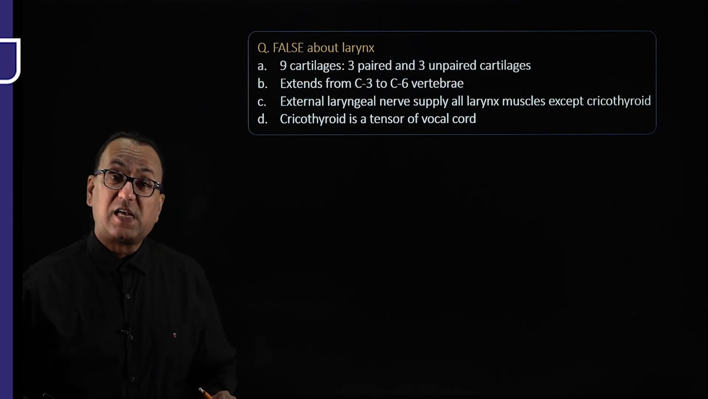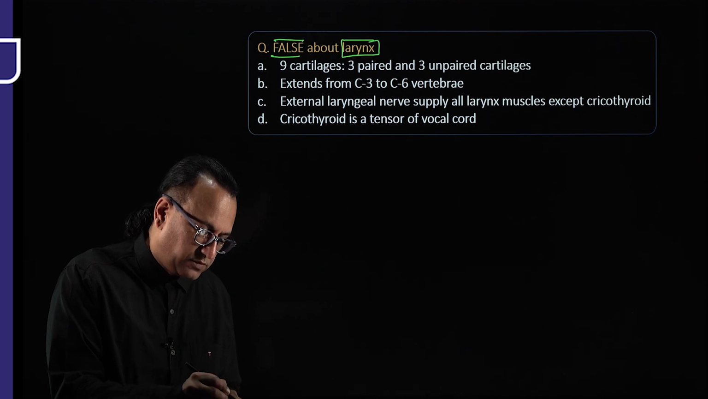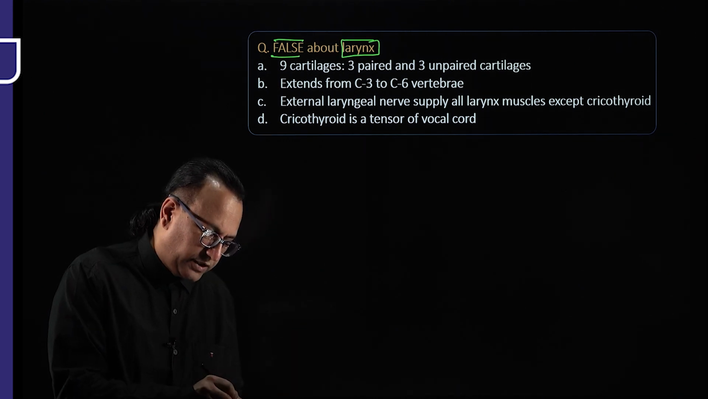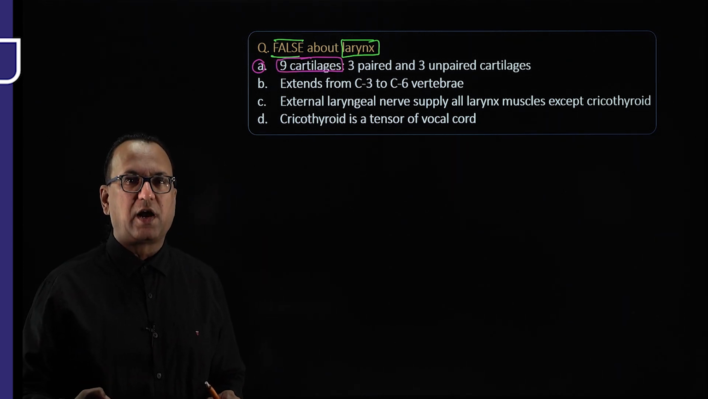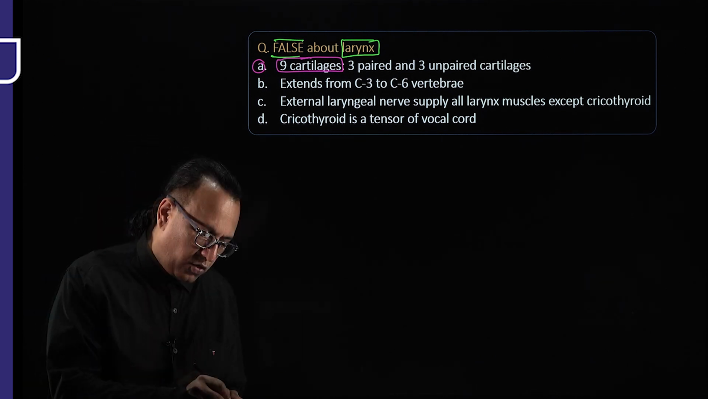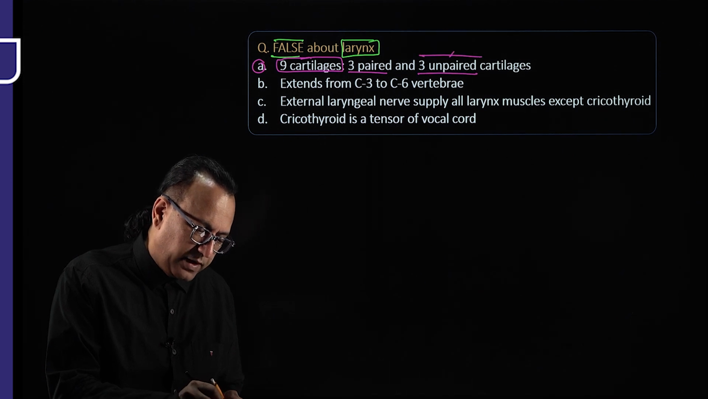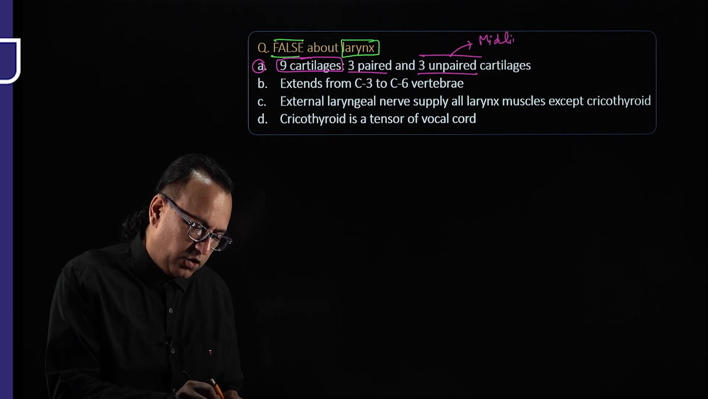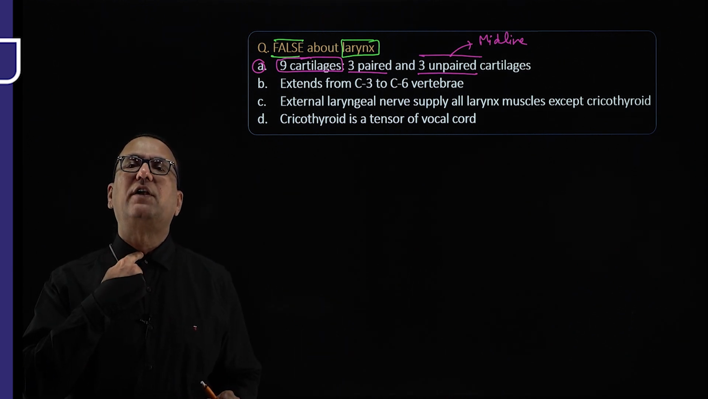This question is asking the false statement about the larynx. And as we see, choice number A is mentioning in the larynx there are 9 cartilages, which is true. As mentioned by most of the authors, there are 9 cartilages in the larynx, 3 paired and 3 unpaired. Now, when you say 3 unpaired, cartilages will be in the midline, and you can enumerate them like the epiglottis, thyroid cartilage, and the cricoid cartilage.